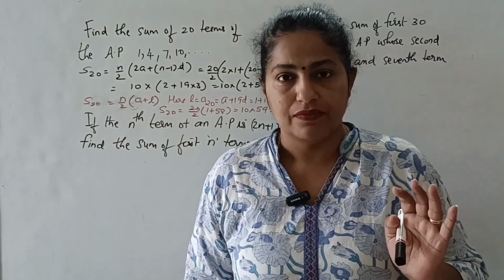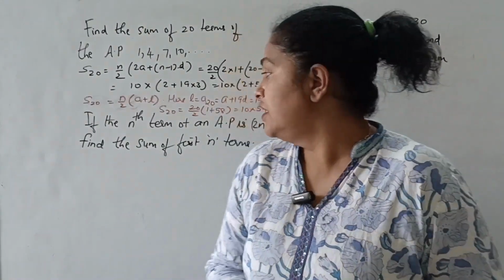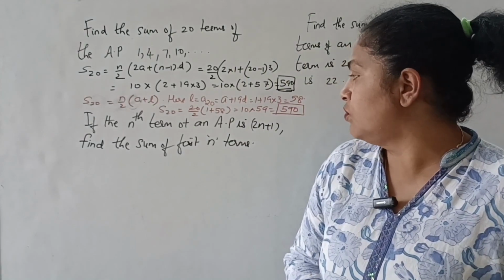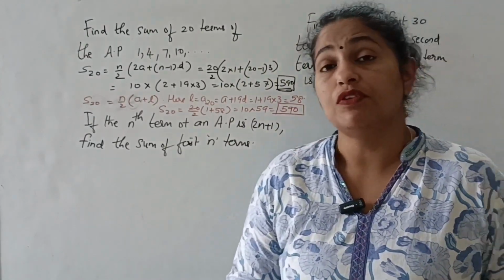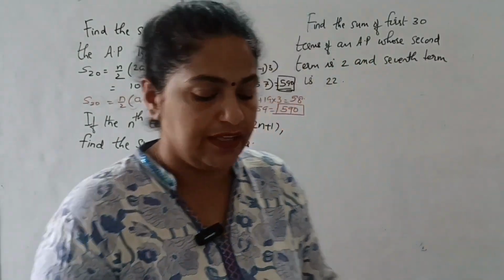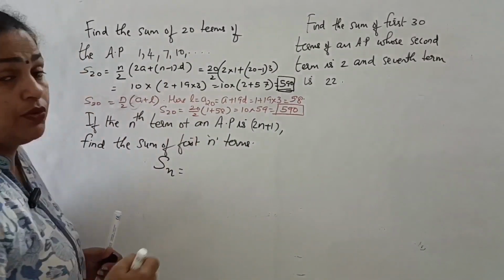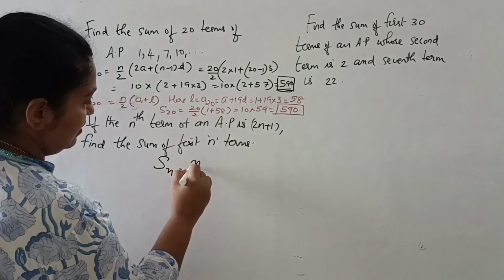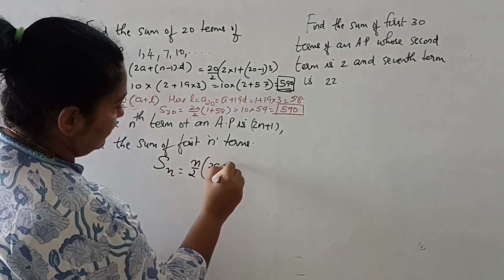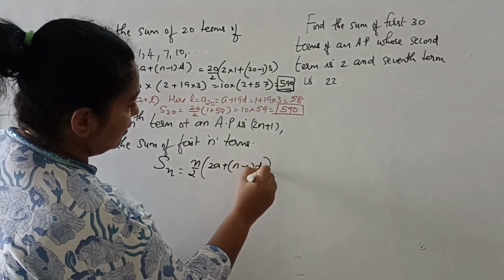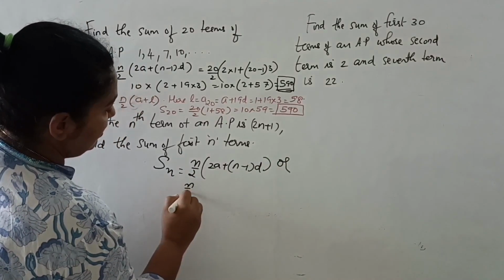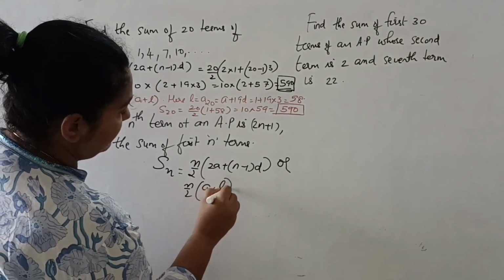Fine. Now let's do the second one. If the nth term of an AP is 2n plus 1, find the sum of the first n terms. So we need to find the sum of the first n terms, which means you have the formula either n by 2 into 2a plus (n minus 1)d, or n by 2 into a plus l.